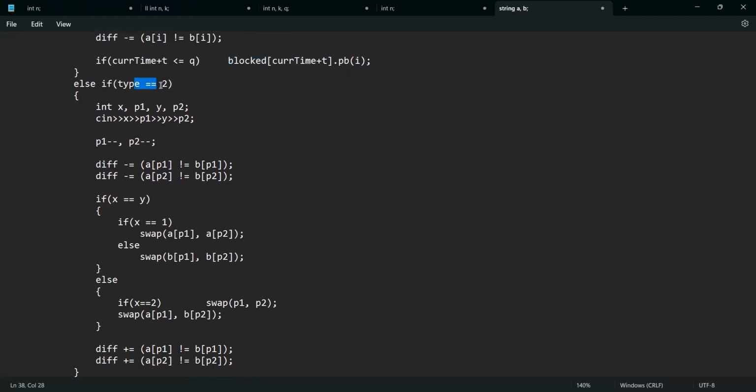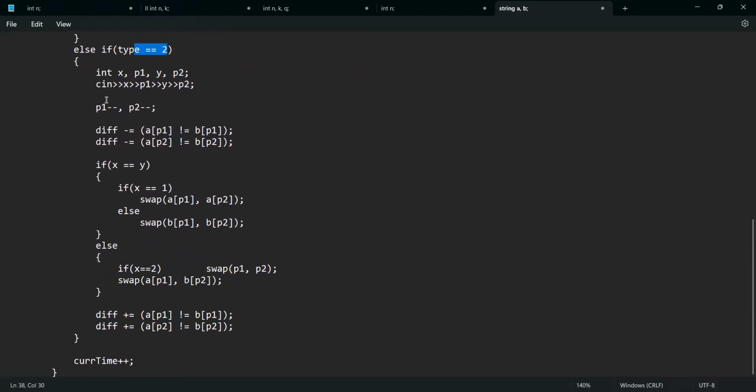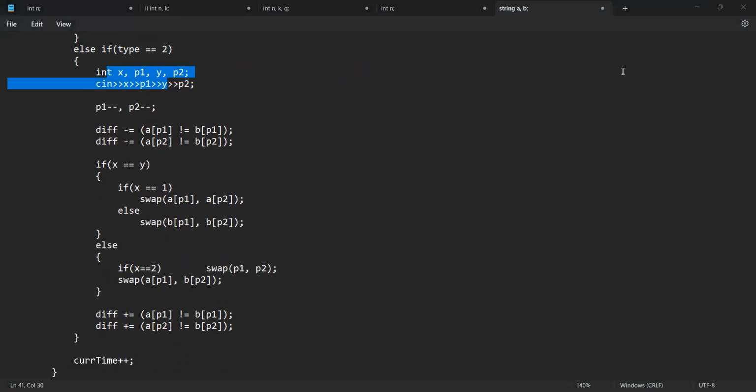Now if my type is 2, that means I have to do some swapping. So I'm taking x and y.